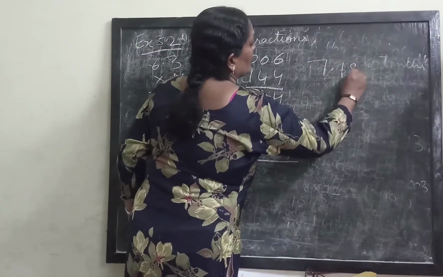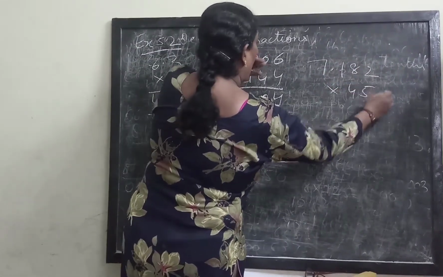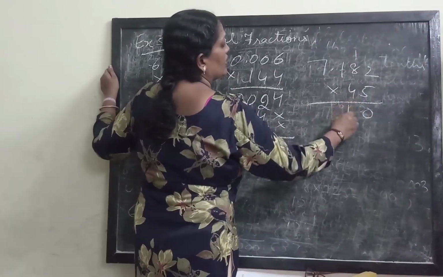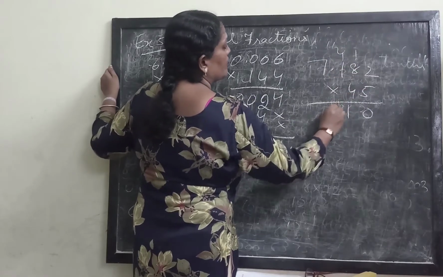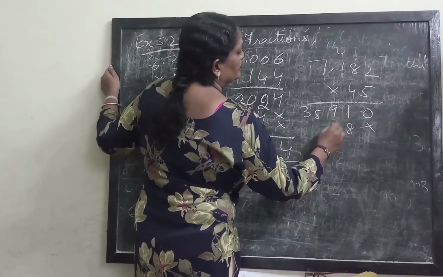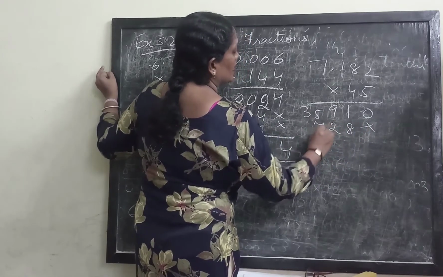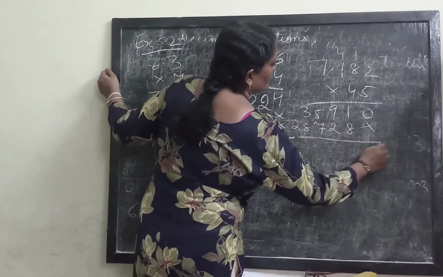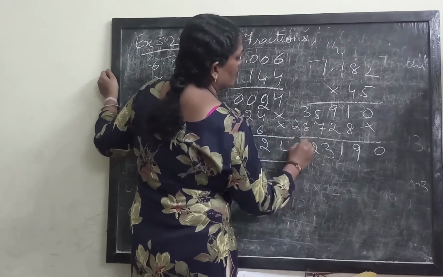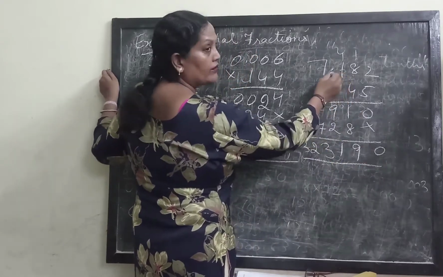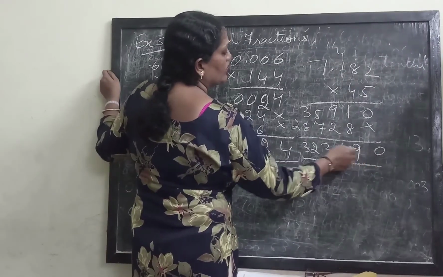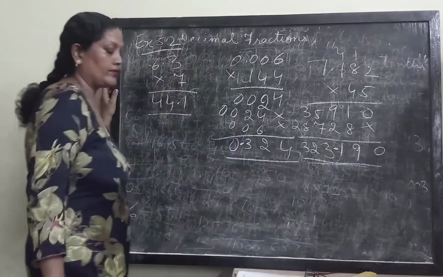7.182 into 45. See here, do the multiplication first. 5 2s are 10. 1, 5 8s are 40 and 1, 41. 4, 5 1s are 5, 9. 35. 4 2s are 8. 32 3. 4 7s are 28. Add it. 0, 9, 11 carry 1, 8, 9, 10, 13 carry 1, 9, 10, 12 carry 1, 3. Now count the number of digits after the decimal. 1 2 3. From the back count it. 1 2 3. Here will be the decimal. This is the answer. Got it?